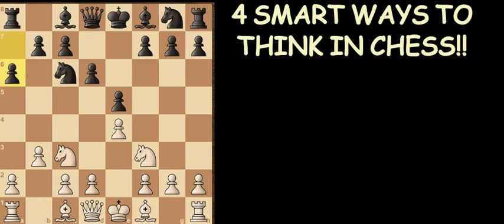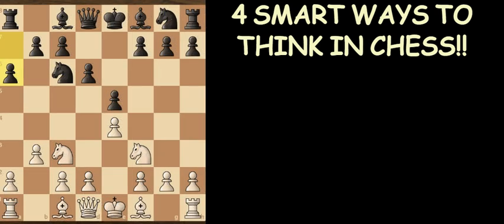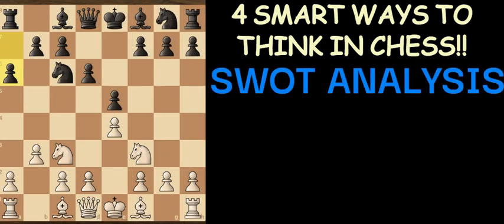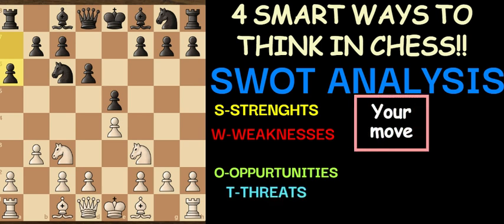Alright, so what are these 4 step thinking strategies? Alright, so here we look towards the SWOT analysis. Now in the word SWOT, S stands for strengths, W stands for weaknesses, O stands for opportunities, and T stands for threats. So in this position, what are the moves that come to your mind?